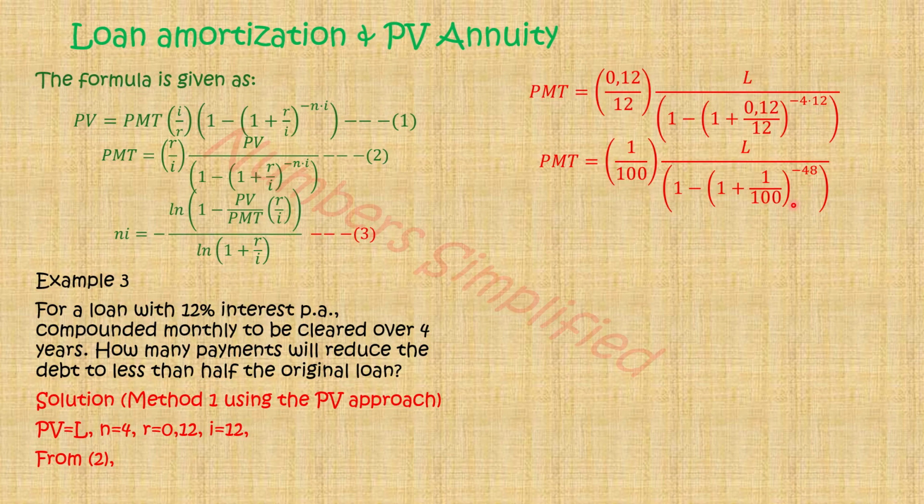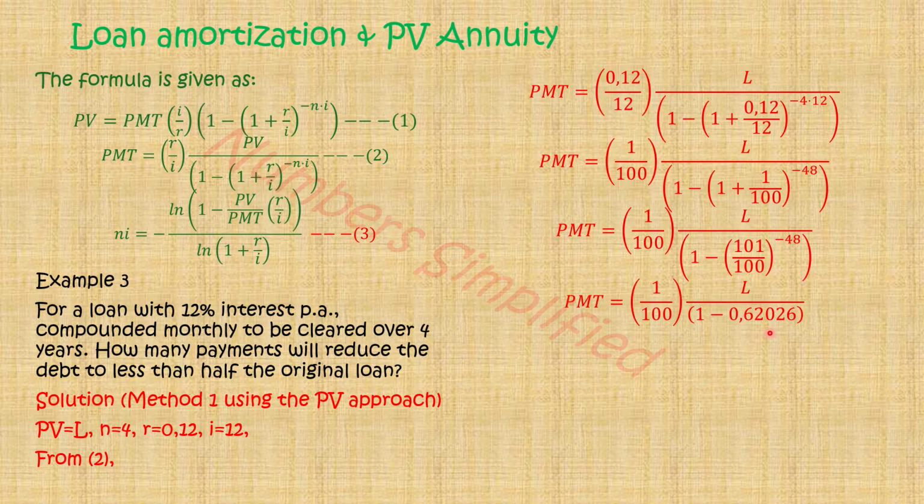Right, so simplifying further, the denominator in the second fraction is 101 divided by 100, raised to the power minus 48, because there is no other way we can simplify this further except to evaluate it as a decimal. And if we do so, we have to make sure that we keep our values to either 4 or 5 decimal places. Now that would give us 0.62026. So we've got 2 fractions here.